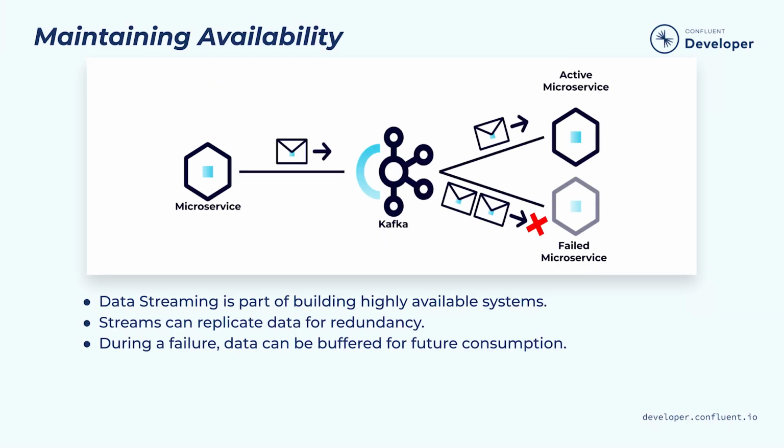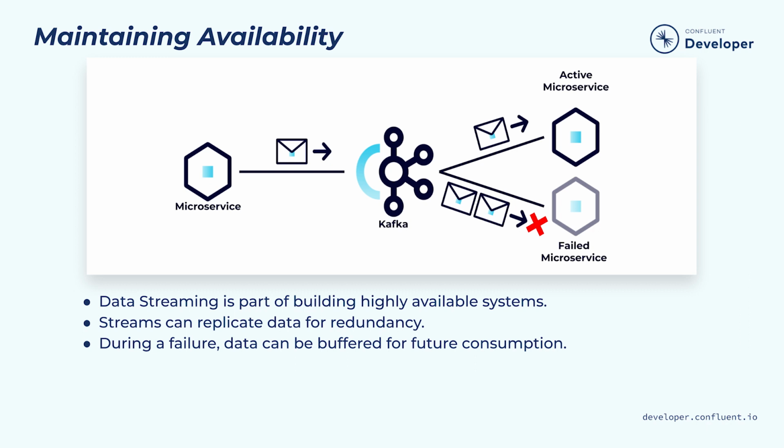There's no single magic solution to maintaining availability in your system. Instead, availability tends to revolve around a combination of solutions. Streaming data is one of those solutions. A common technique when working with streams is to use them to replicate data to multiple locations. This can potentially mitigate the impact of an outage.